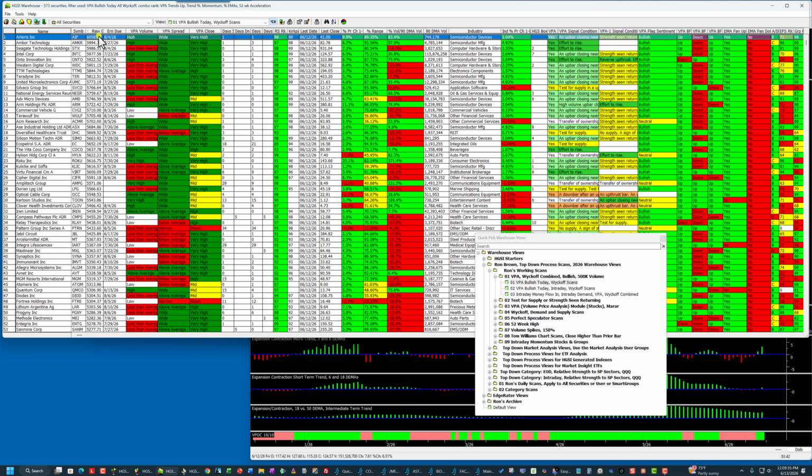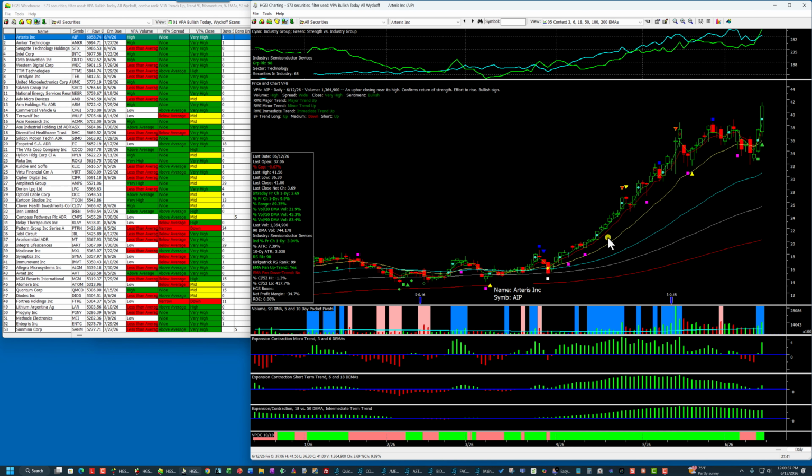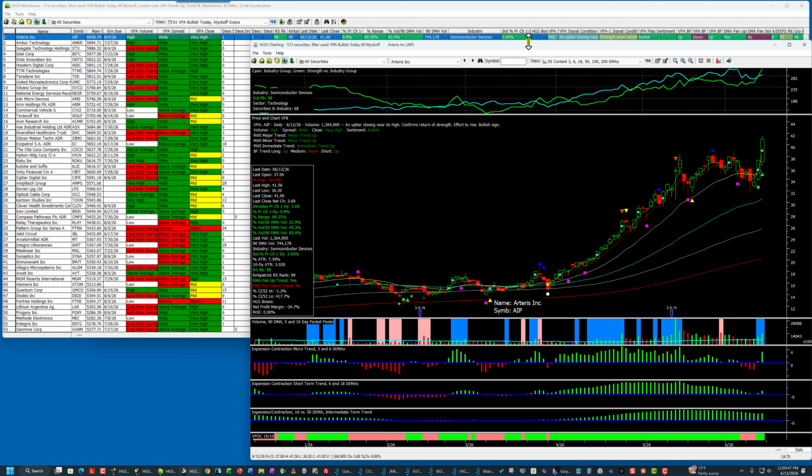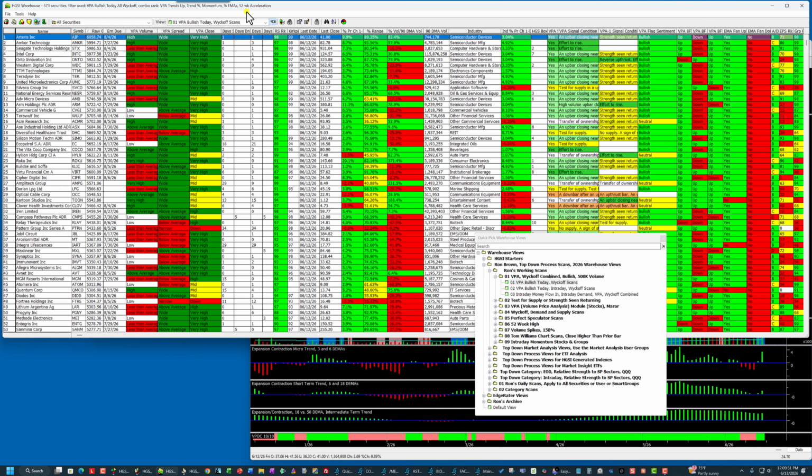So when I bring up a stock, it's going to bring up a stock like this because it's really made a nice move already. Now let's do a little analysis here based upon what I have in this view.